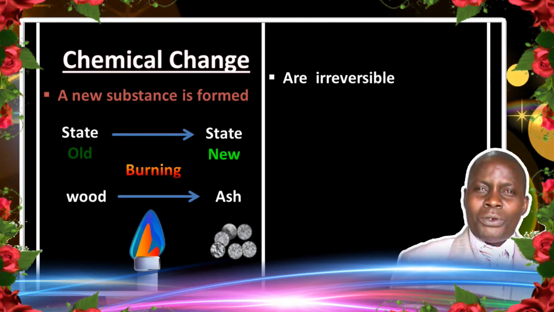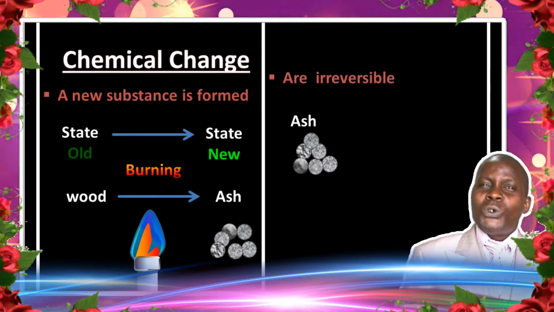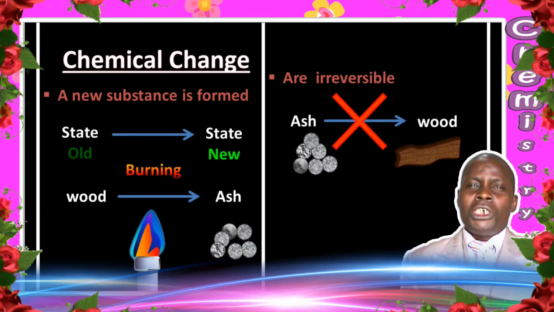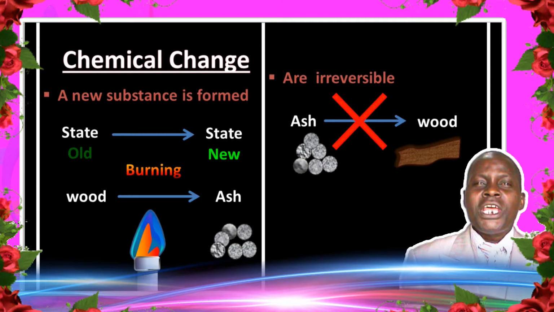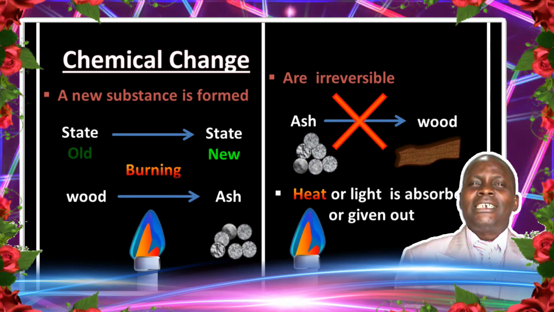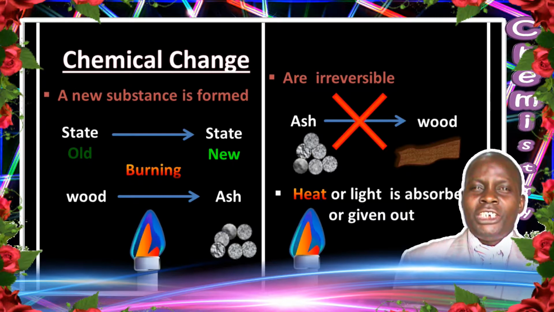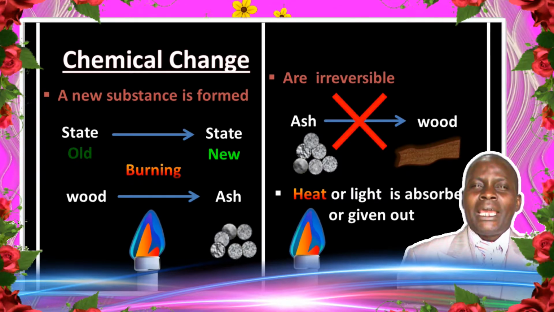How do we know that it's a chemical change? Chemical changes are usually irreversible. They cannot be taken back. For example, ash cannot be changed back to wood. It is impossible. Therefore, chemical changes are irreversible. And in most cases, you will find that chemical changes involve a change in heat. There is either heat given out or heat taken in. So if you have a change where heat is given out or heat taken in, that one is a chemical change.